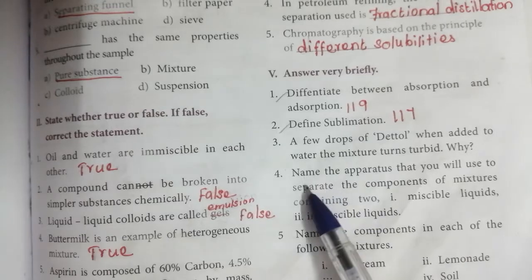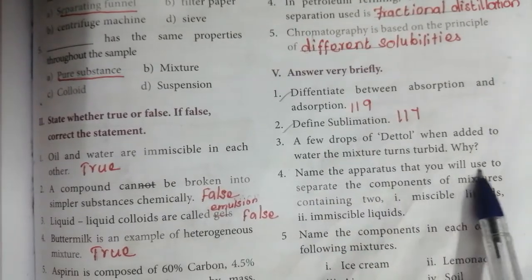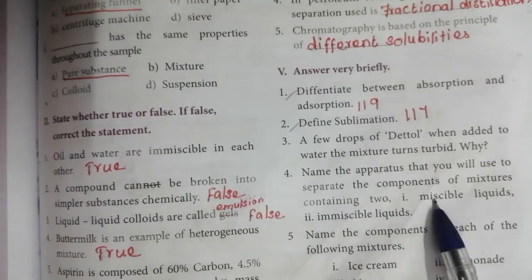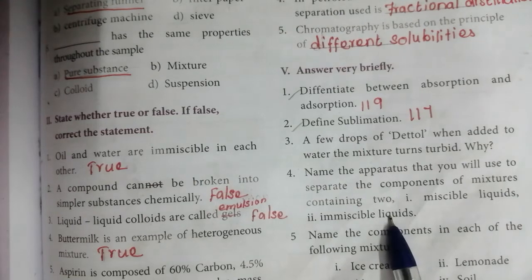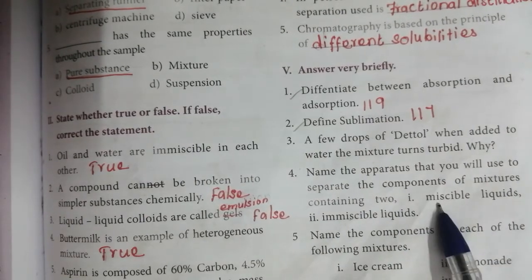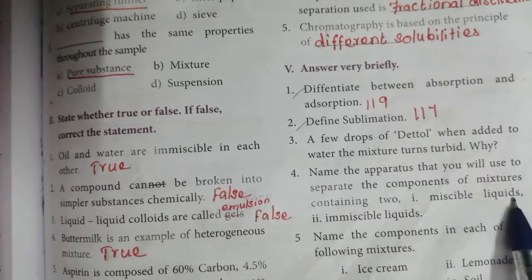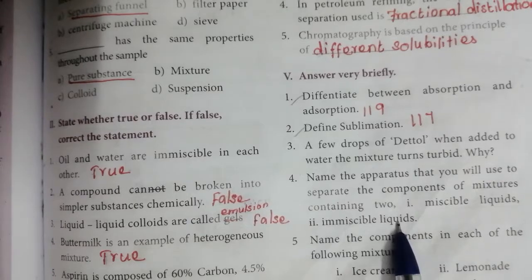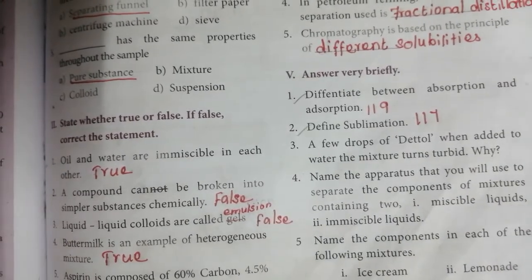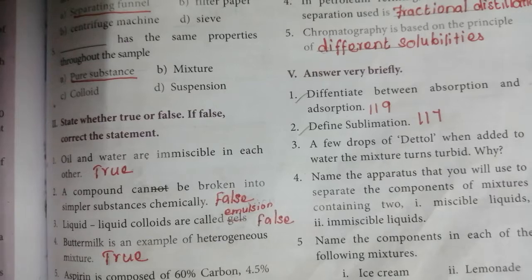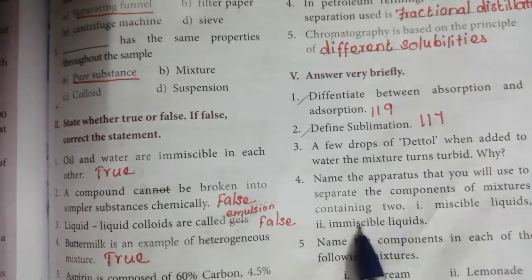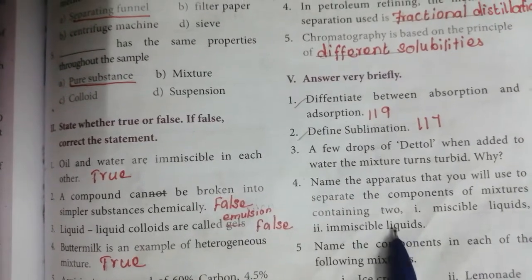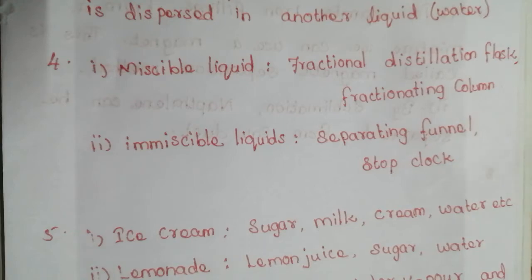Okay, students, see the fourth question. Name the apparatus that you will use to separate the components of mixtures containing miscible liquids, immiscible liquids. What are the apparatus we used for miscible liquids, and for immiscible liquids? Apparatus means the things. That apparatus name we need to write. Materials name. See the answer.